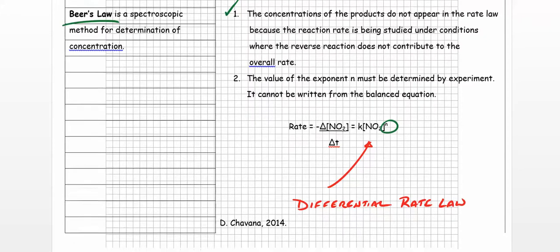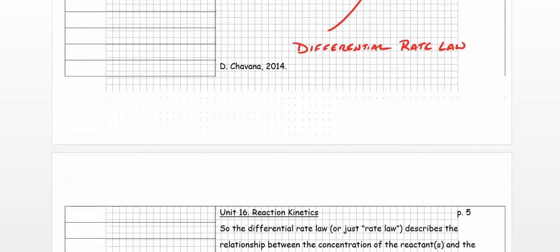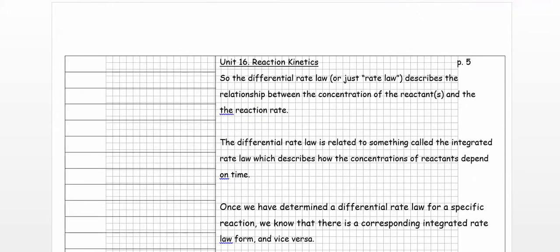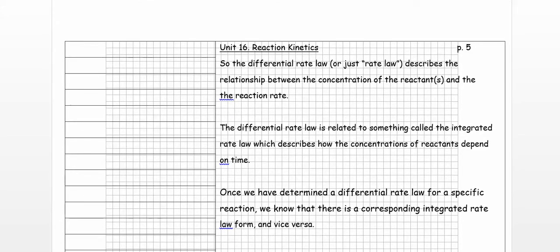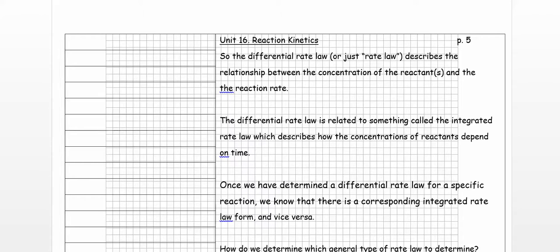All right, the next one is this. The differential rate law, or just the rate law, describes the relationship between the concentration of the reactants and the reaction rate, all right? So now, once we know the rate law, we can determine the rate for that reaction for any concentration of, in this case, NO2, right? So if you tell me the concentration of NO2, I can tell you what the rate is going to be without doing the actual experiment.